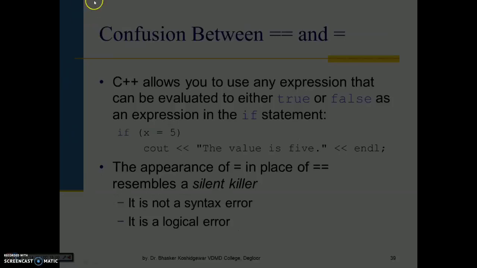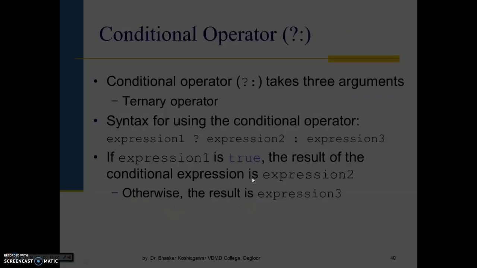Here, confusion between double equal and equal. C++ allows you to use any expression that can be evaluated as true or false in the if statement. For example, if (x = 5) cout the value is 5. The appearance of equal in place of double equal is a silent killer. It is not a syntax error, it is a logical error.